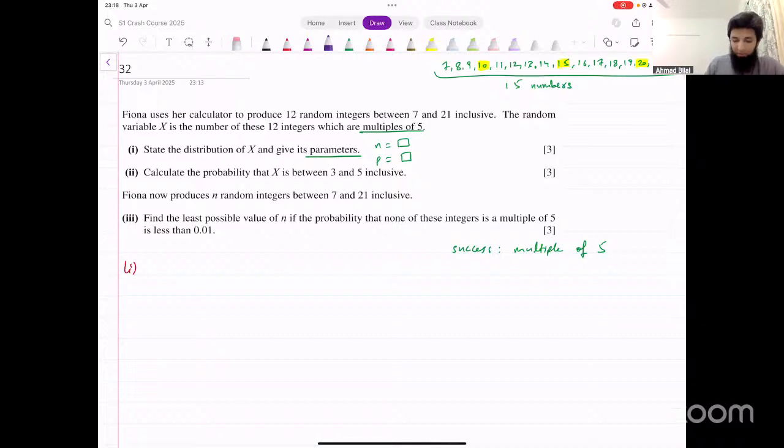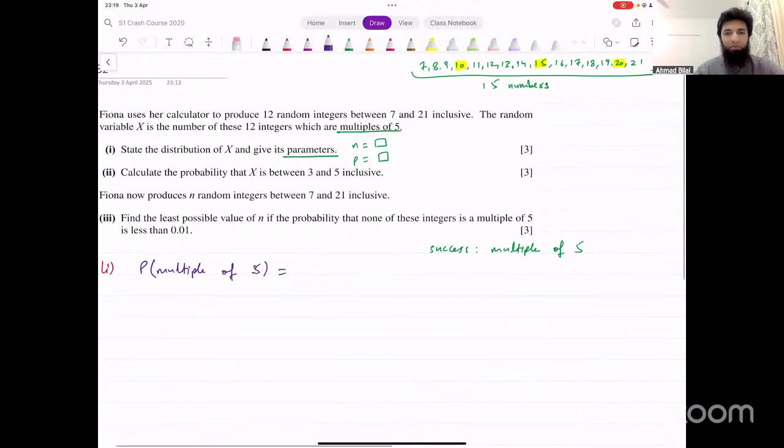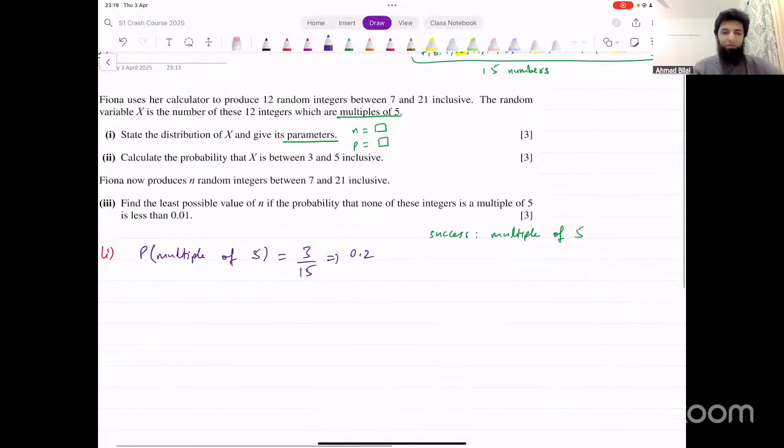What is the probability that you generate a random number and it turns out to be a multiple of 5? Probability of getting a multiple of 5 when you generate one random number. 3 are multiples of 5. Out of how many? Out of 15, the probability is 3 over 15 or 1 over 5 or 0.2. That's the probability of getting a multiple of 5. Then what's the probability of not getting a multiple of 5? It would be 1 minus 0.2, which would be 0.8.